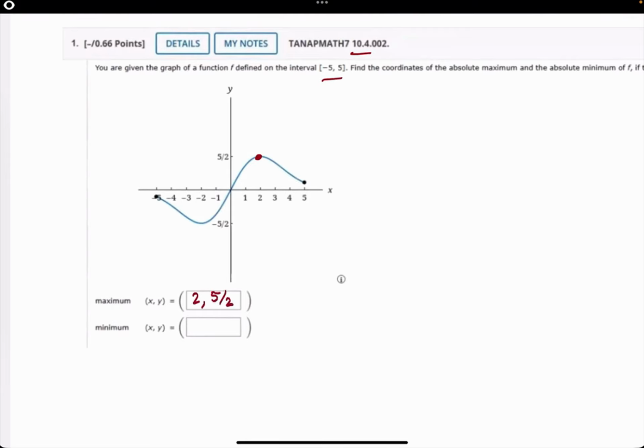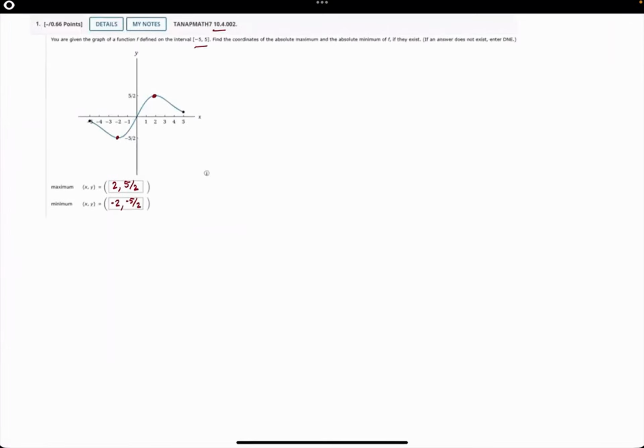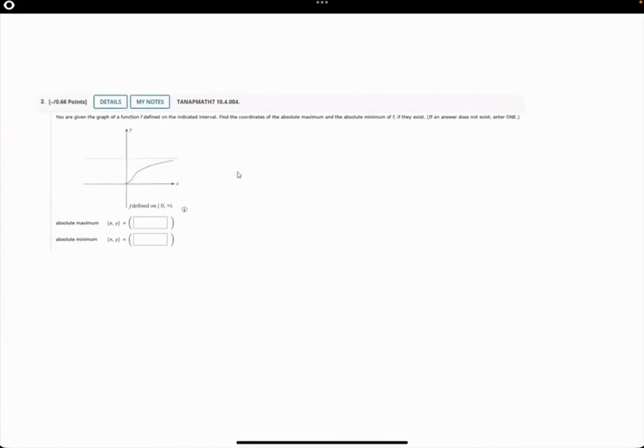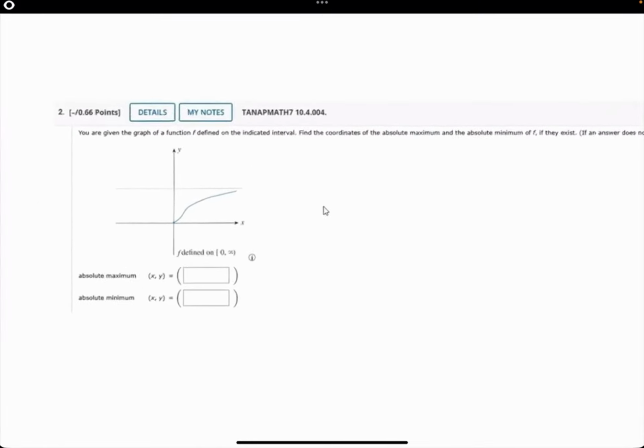Absolute min is the absolute lowest point on the graph. So that is at -2 and -5 over 2. That was number 1. Now number 2. Same deal. Given the graph of f, find the absolute max and min.